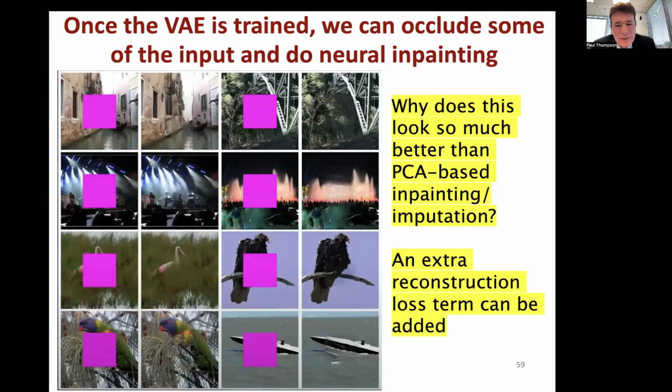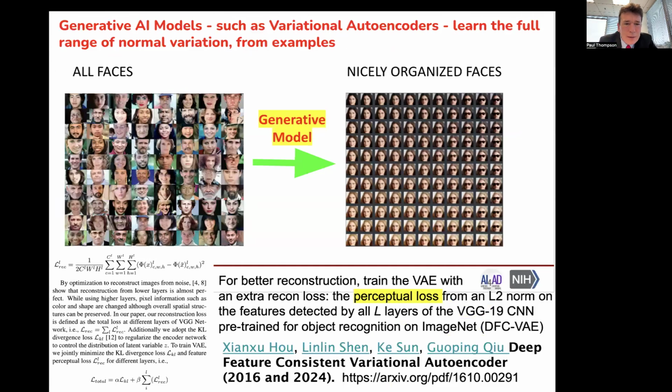One reason it does well is that an extra reconstruction loss term can be added when you train these. So let's look at a face generator. If we read the CelebA dataset in on the left, which is various pictures of faces, and you use a variational autoencoder to sort these faces on the right, you can add a term during training the VAE, which is the perceptual loss. Now, what is the perceptual loss?